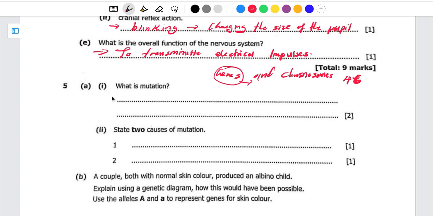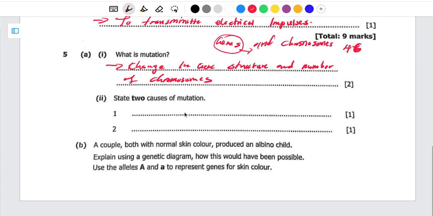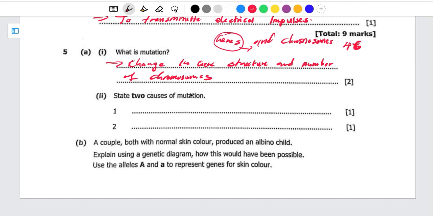So by definition, when you talk of mutation, it's just a change in gene structure as well as the number of chromosomes. So you can say change in gene structure and number of chromosomes, that is mutation. Alright, so for question Roman number 2 is saying state 2 causes of mutation.